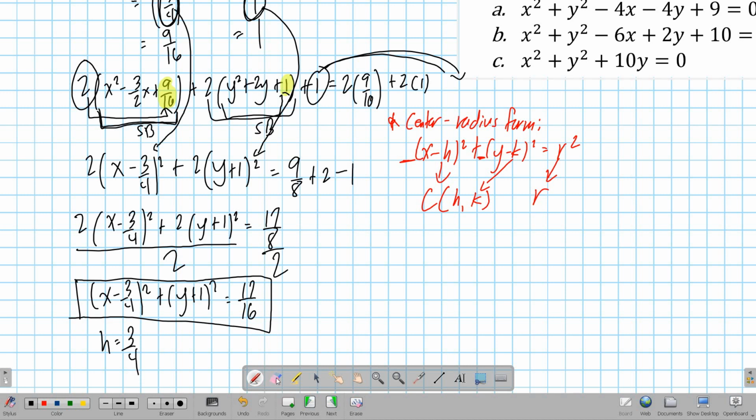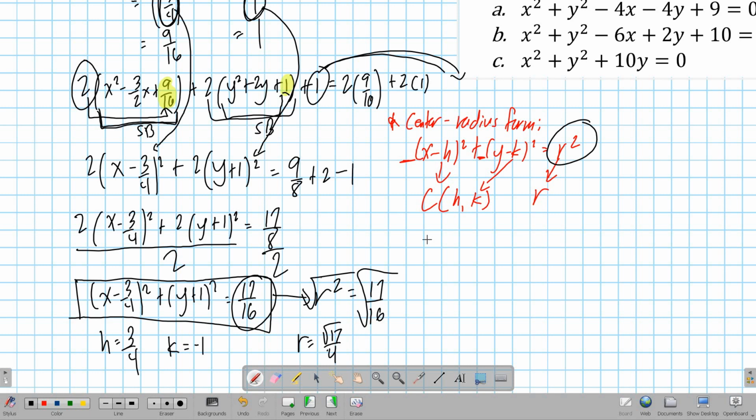Ito, y minus k equals 1. So, kung tutusin, ang lalabas dyan, that's negative k equals 1. So, k equals negative 1. Ayan. And then, yung ating radius, ito, this is r squared. R squared yan. So, r squared is equal to 17 over 16. If the square root, r will be equal to the square root of 17 over 4.